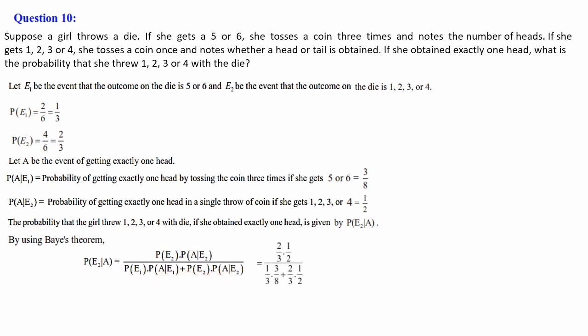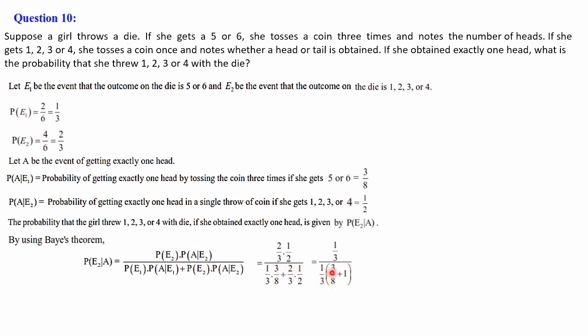Let's substitute it. P of E2 is 2 by 3, A given E2 we have 1 by 2. Then P of E1 into A given E1: P of E1 is 1 by 3, A given E1 we have 3 by 8, plus the second term, which is same as the numerator, 2 by 3 into 1 by 2, that is P of E2 into A given E2. That is equal to, here 1 by 3 will be the balance because 2 and 2 can be cancelled. And here 1 by 3 we can take outside, from here 1 by 3, from here 1 by 3. If we take outside, 2 and 2 cancel. So here 3 by 8 is the balance in the first term plus 1.